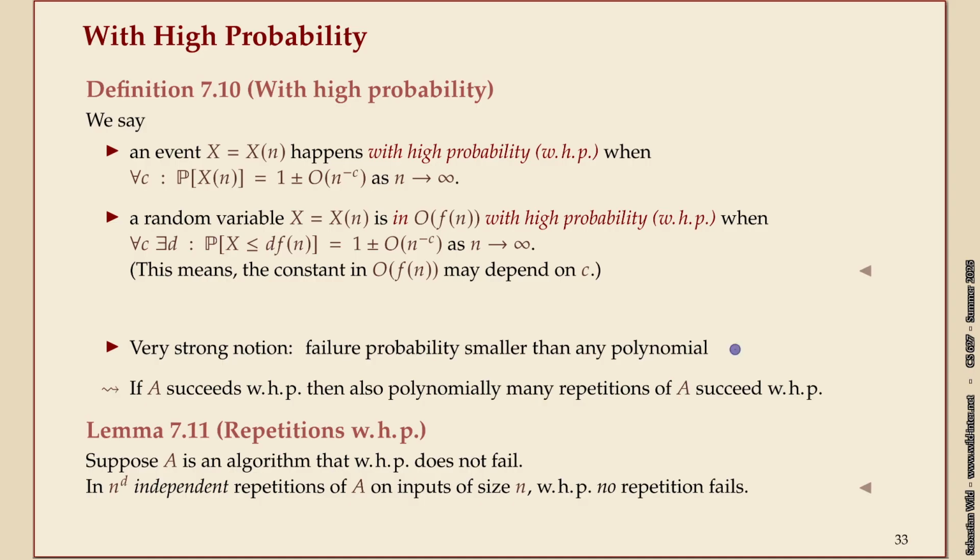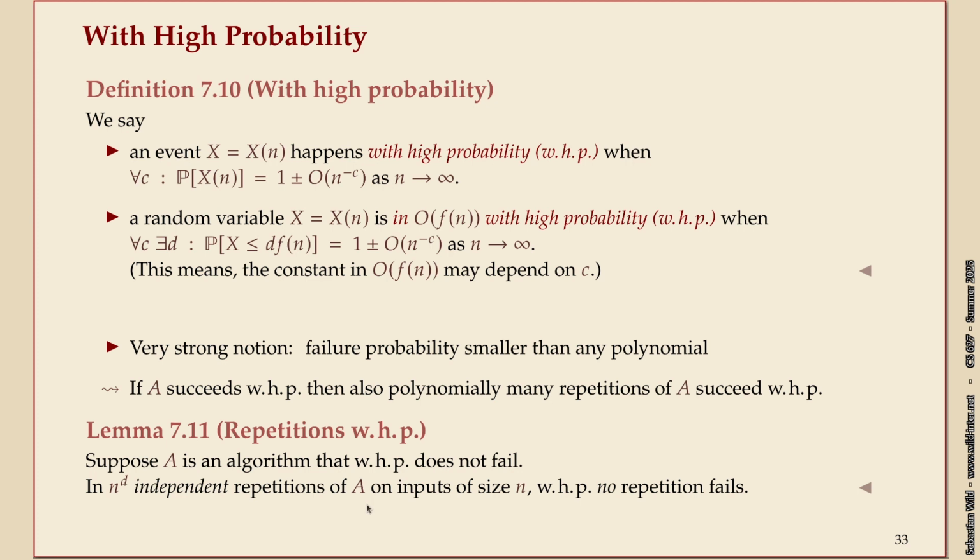It's a very strong notion, as I said, and the reason why we pick this specific and very strong notion is this simple lemma. Say the event is that our algorithm A does not fail. Then I can repeat my algorithm a polynomial number of times. If I make these independent repetitions, that's important, independent repetitions of that event, still not a single one of them fails, again with high probability. So it's a very robust notion.